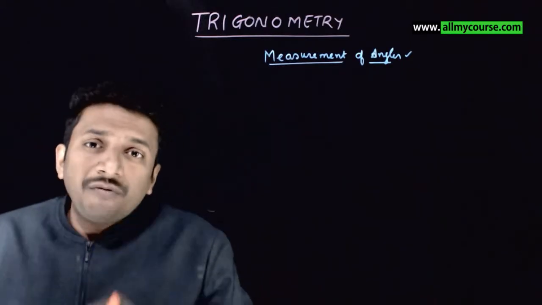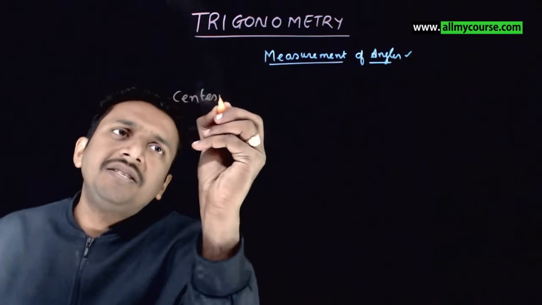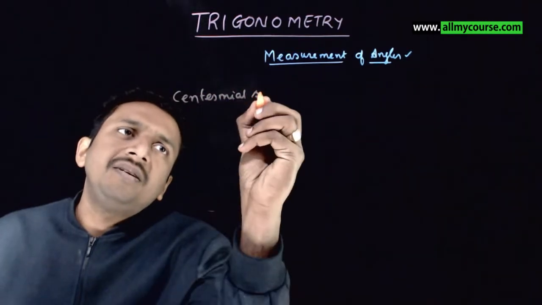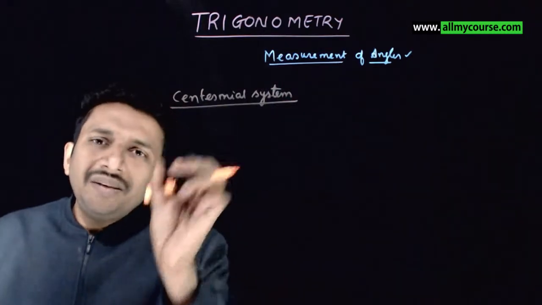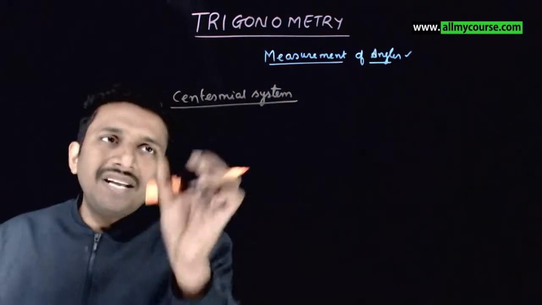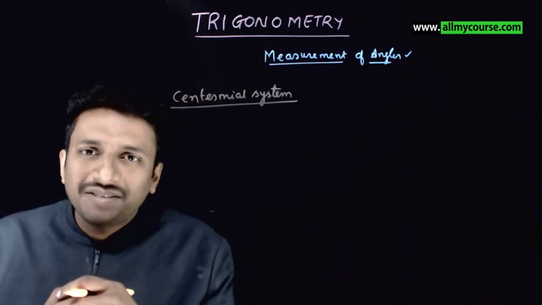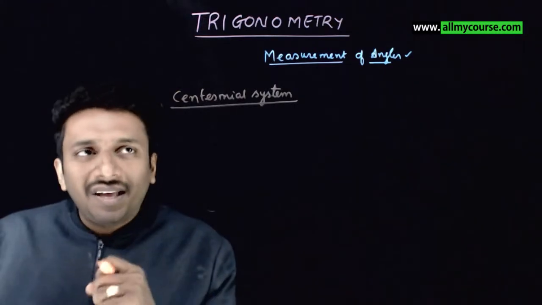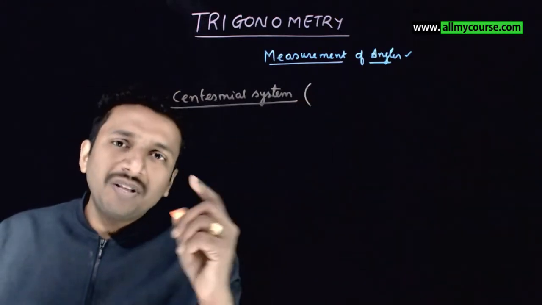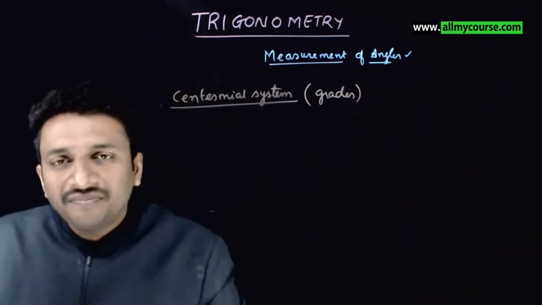So the next system of measurement of angle is called the centesimal system. Centi means 100th part. The centesimal system uses 100 parts. So what are the units that are used in the centesimal system? In the centesimal system, angles are measured in units called grades.